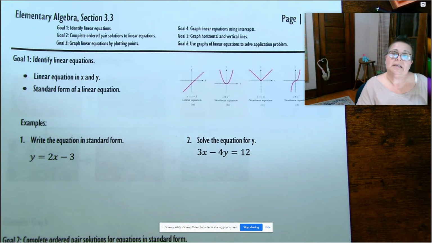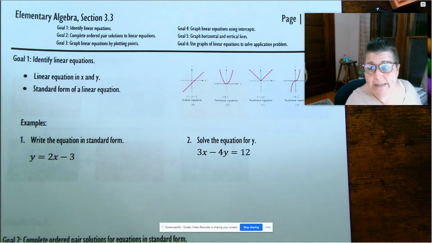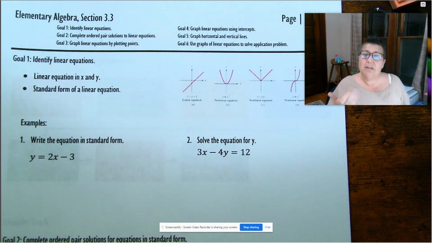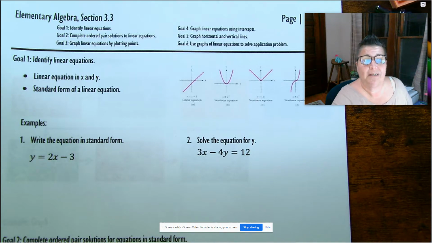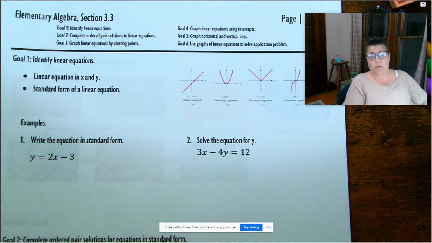Then we're going to learn a little less cumbersome method, which uses the intercepts of a line. So you've got to be able to recognize what the intercepts are and then use them to graph the line. We're going to talk then about some special cases, the horizontal and vertical lines. And lastly, we want you to be able to use the graphs of some linear equations in order to solve some application problems. So this one, I think we're going to go about an hour. We'll see. All right. So goal number one, can you identify linear equations?